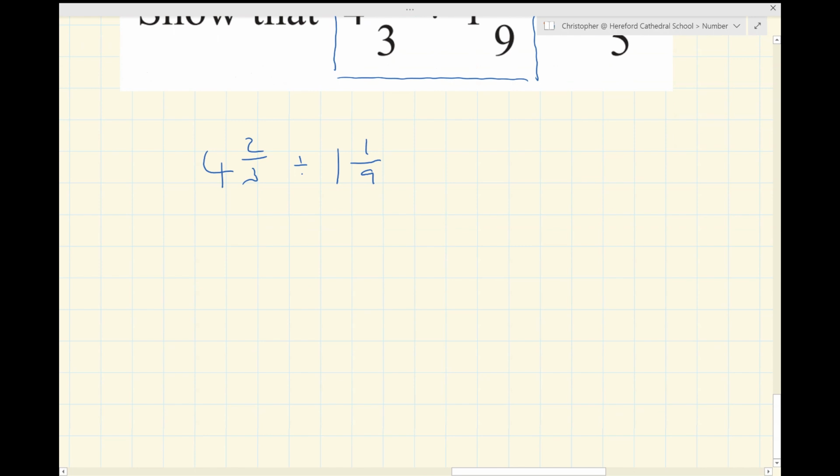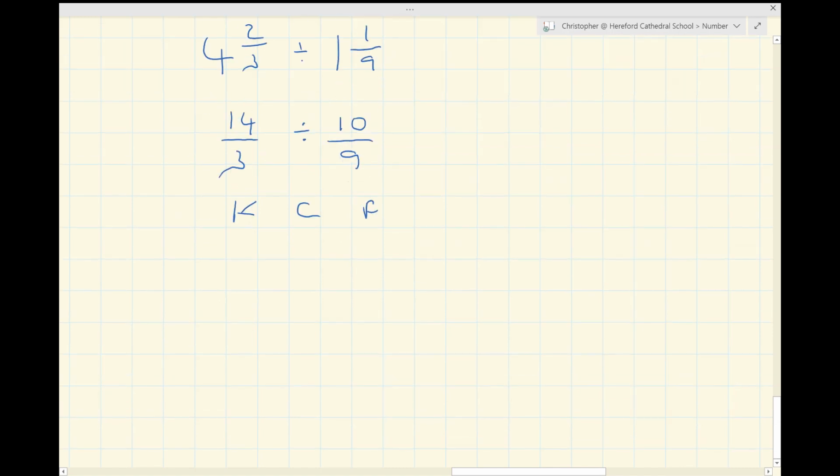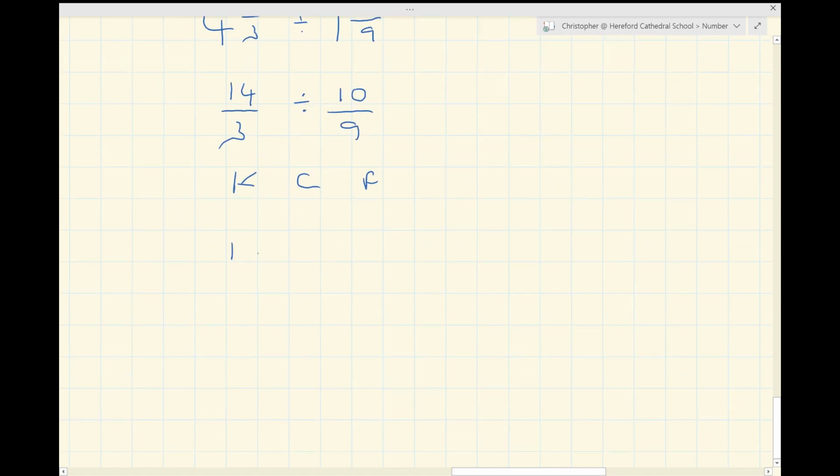I'm going to turn this 4 and 2/3 into an improper fraction. So 4 times 3 is 12, plus 2 is 14 over 3, divided by 1 times 9 is 9, plus the 1 is 10 over 9. Right, K, keep, change, flip, KCF. Keep the first fraction, 14/3. Change the sign. Flip the second fraction.